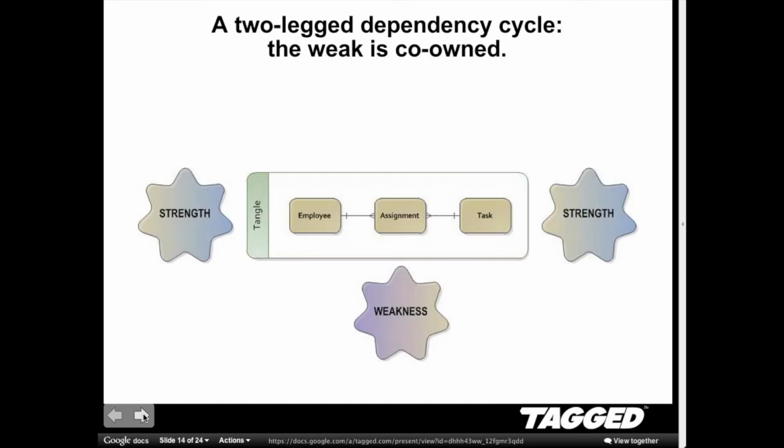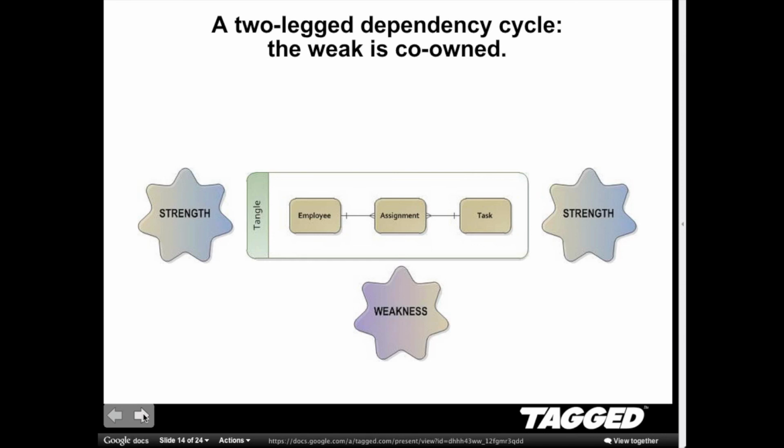So, all right, what about this? This is another piece of the other diagram. In this case, assignment is certainly weak, but it's weak relative to two things. So it's co-owned, shared, fought over. And in most cases like this, what you're actually looking at is a many-to-many relationship between employee and task. And this is a coordinating entity that we're going to use to store attributes of the association itself.